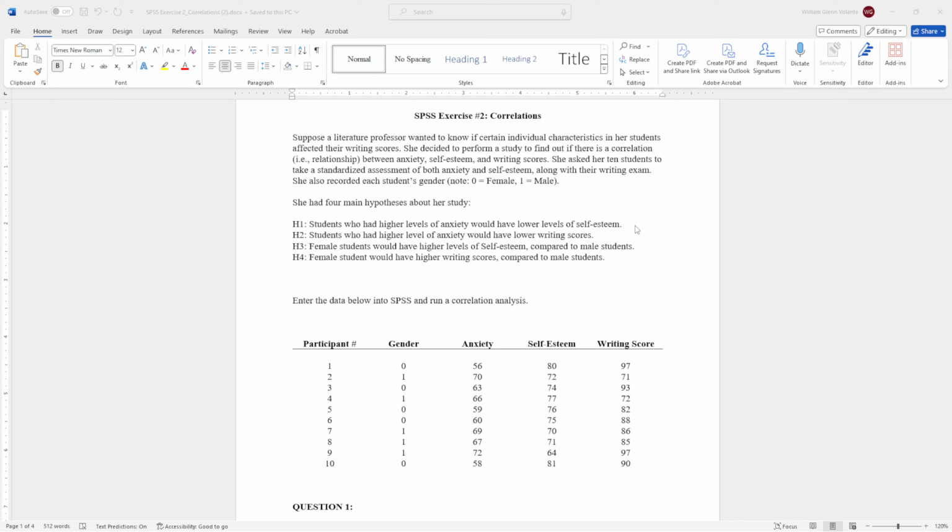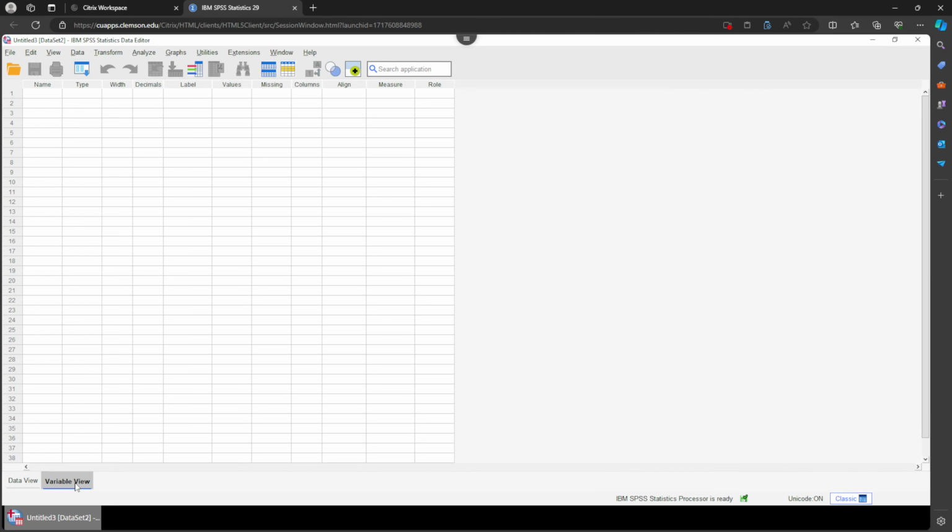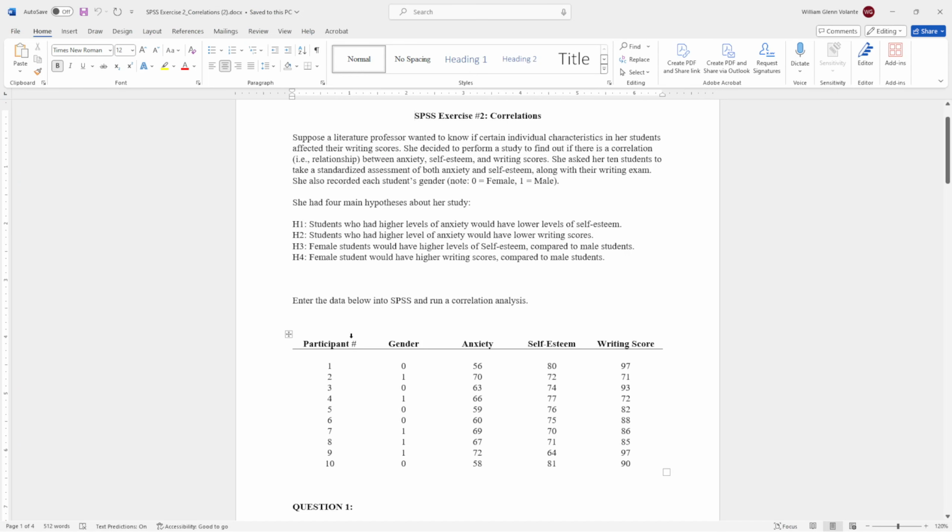We're going to put this data into SPSS, and then we're going to start evaluating each of these hypotheses when we run our correlation. So I'm going to switch over to SPSS, and we'll take a look at how to input this data. When we look at our blank SPSS document, again, we have our two views down at the bottom. And just like always, I'm going to start with my variable view and enter in my variables. We're going to be entering in our participant number, gender, anxiety, self-esteem, and writing score all into our variable list.